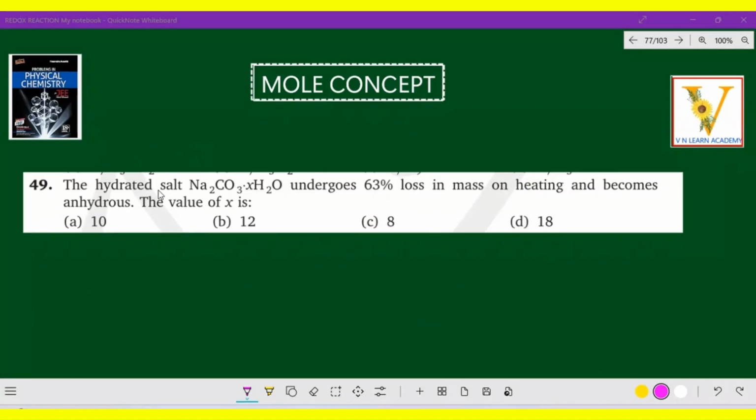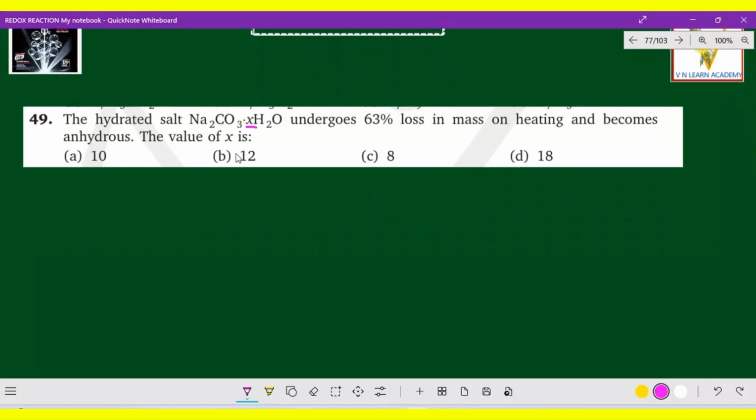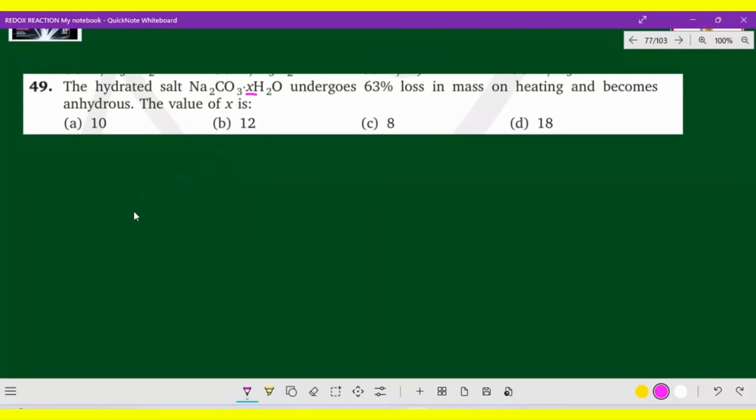The next question: the hydrated salt Na2CO3·xH2O undergoes 63% loss of mass on heating and becomes anhydrous. Find the value of x. So we have to find out that value of x, right? Come on, let us check. This is very simple. When you heat, automatically water molecules will evaporate. So what is that value of x? We have to identify.